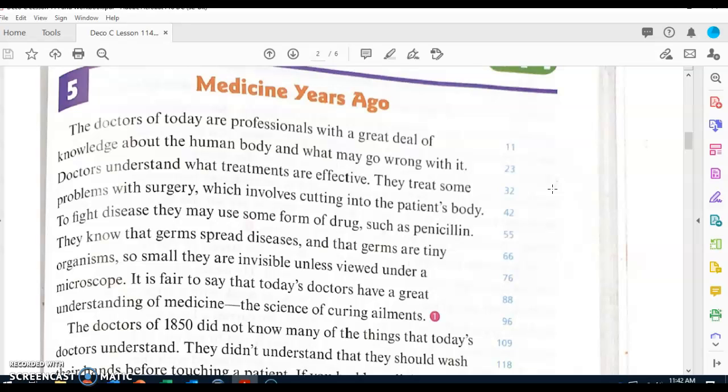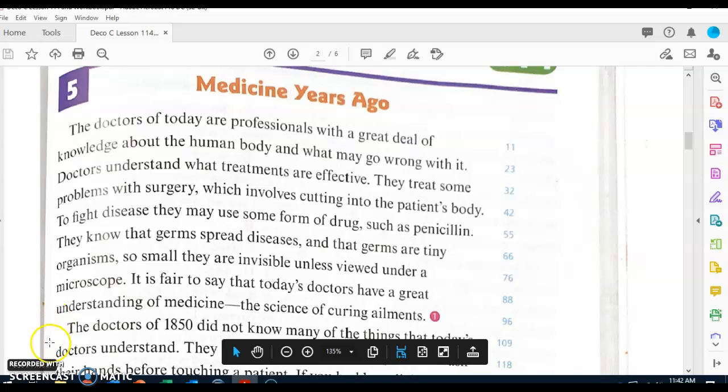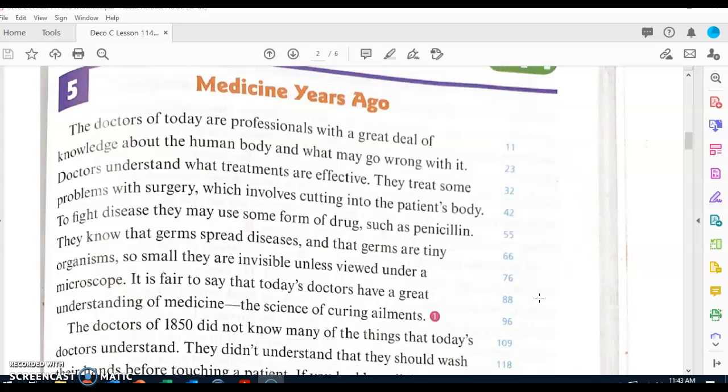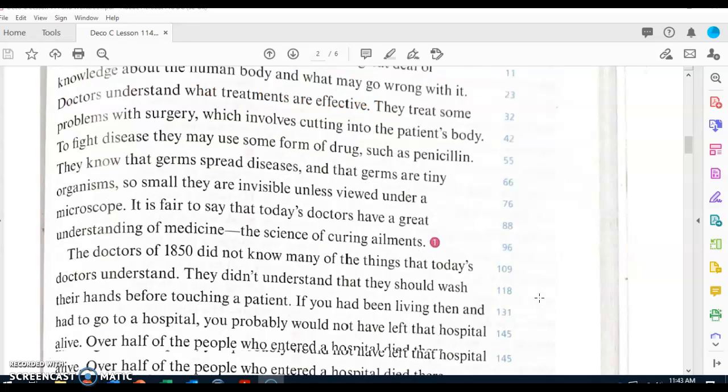They know that germs spread diseases and that germs are tiny organisms, so small that they are invisible unless viewed under a microscope. It is fair to say that today's doctors have a great understanding of medicine, the science of curing ailments. Let's go ahead and listen to question number 1. What does medicine mean? Medicine means the science of curing ailments. Let's go ahead and keep reading.